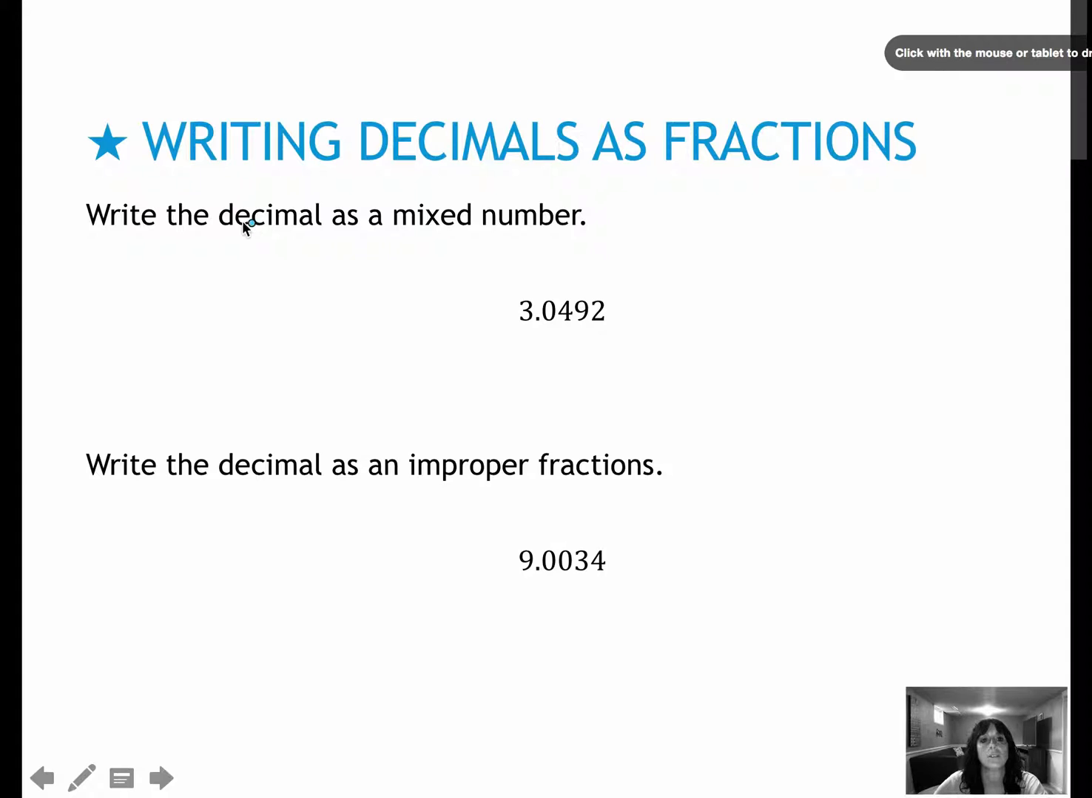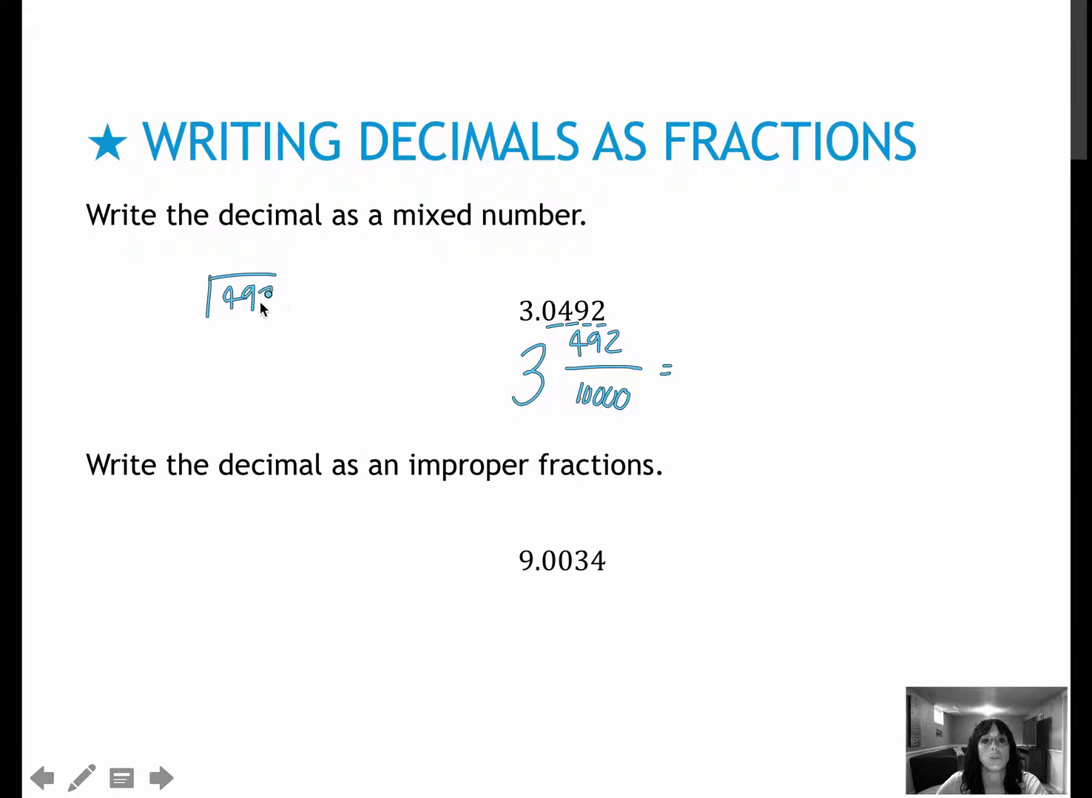The first question is writing the decimal as a mixed number. So if I'm writing it as a mixed number, then I'm going to go ahead and write the 3, and then 492 over tenths, hundredths, thousandths, 10,000ths. And then, of course, I will reduce the 492 over 10,000, and 4 would go into both of those.